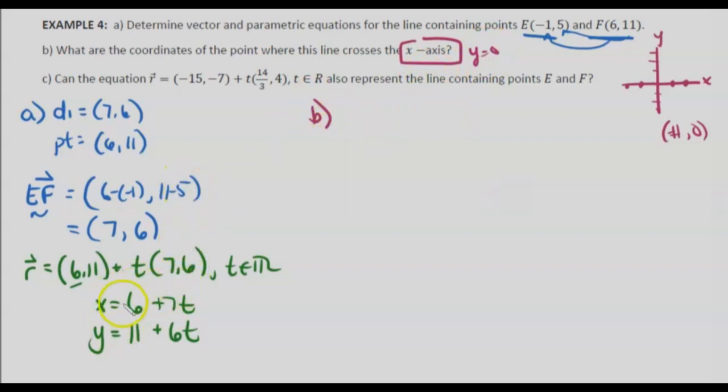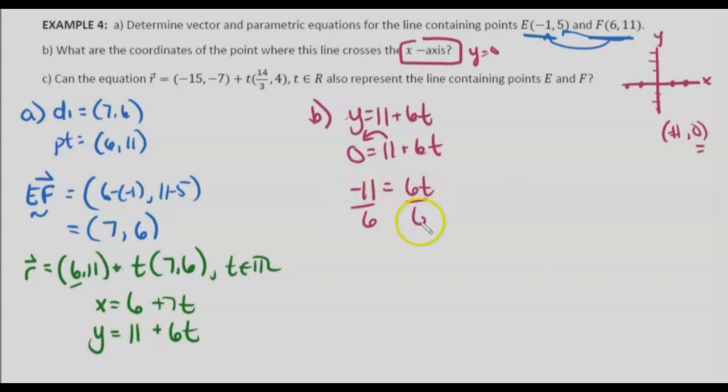Okay, so let's talk about this. I'm going to pull the parametric equations. So we know one of the coordinates. We know the y coordinate. So let's pull the parametric equation for y. Y equals 11 plus 6t. We know that the y is going to be 0. So what we can actually do is find the parameter that yields a 0 for the y value. Okay, I'm going to move this 11 over. I get negative 11 equals 6t, and then divide both sides by 6. So we're able to get a y of 0 when the parameter equals negative 11 over 6.